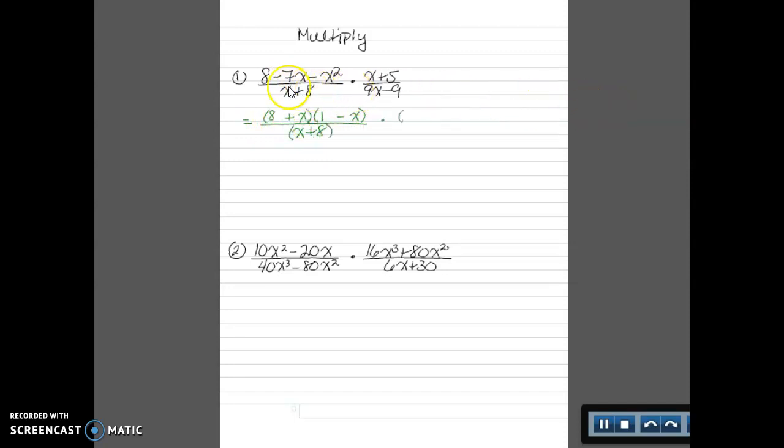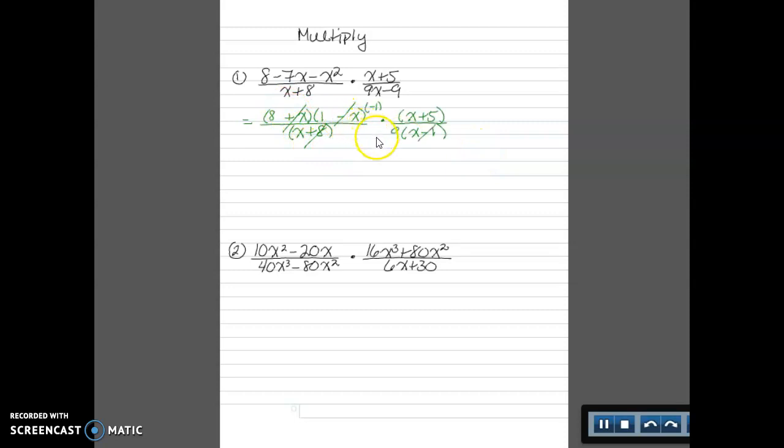The denominator is linear and there's no GCF, so it is not factorable. That's x plus 8. I just put it in parentheses to remind myself. Same thing with the x plus 5. And this denominator, we have a GCF of 9. Now I have a common factor, x plus 8 and 8 plus x are the same.